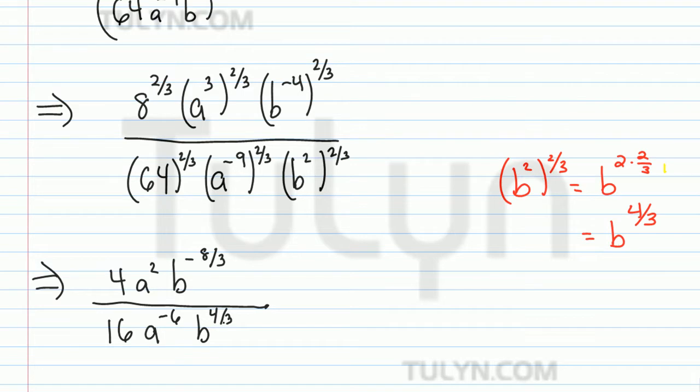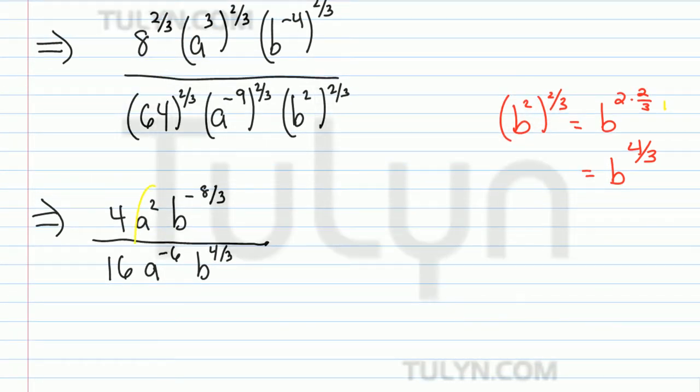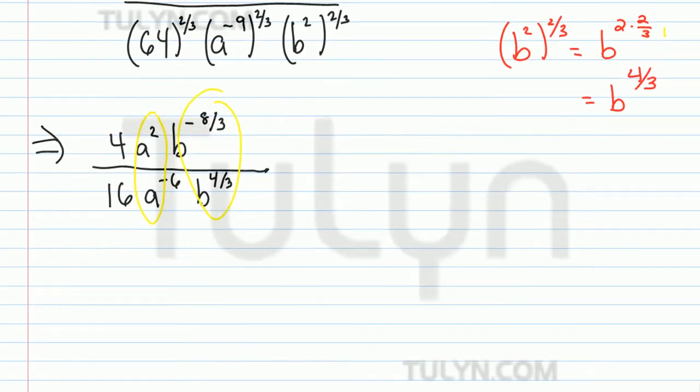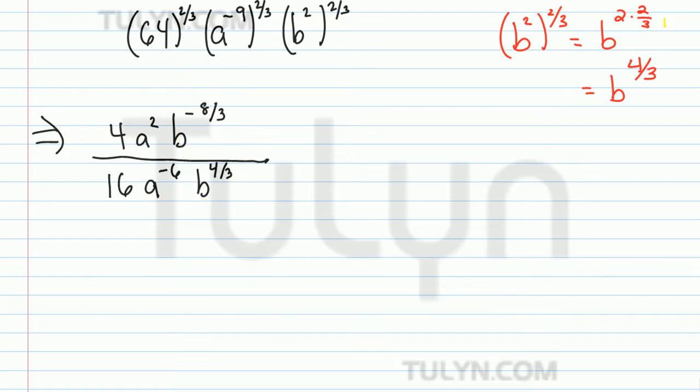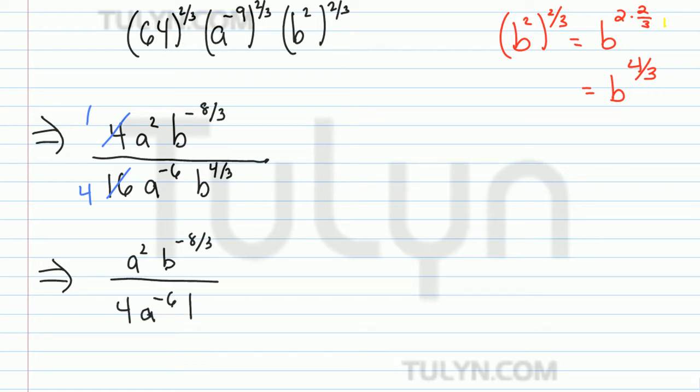Now, unfortunately, we're not done because there's actually a way to combine these a's and these b's. So first, I'm going to get rid of all this yellow. I just wanted to illustrate that point. So our next step is to reduce. The first thing we should do is cancel out this 4 and 16. If you divide by 4 on both sides, you get 1 on the top and 4 on the bottom. So you get a squared, b to the negative 8/3, over 4 a to the negative 6 times b to the 4/3.